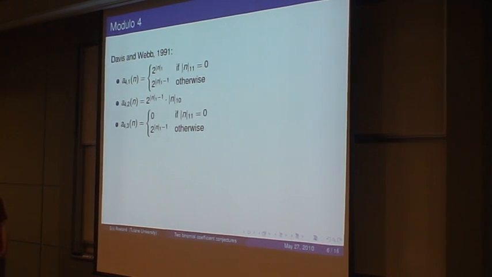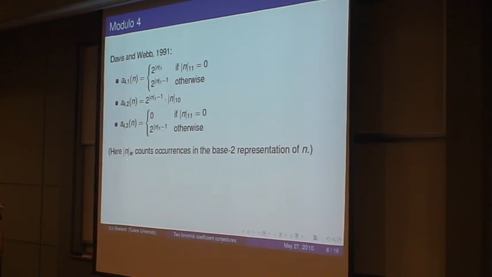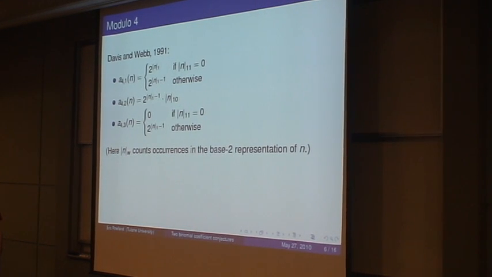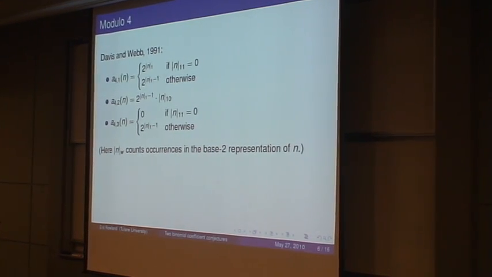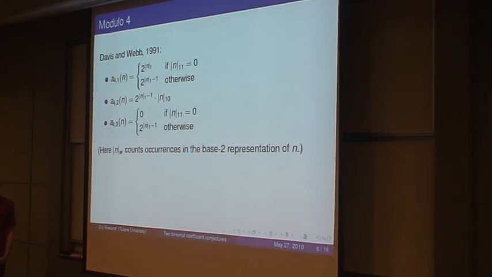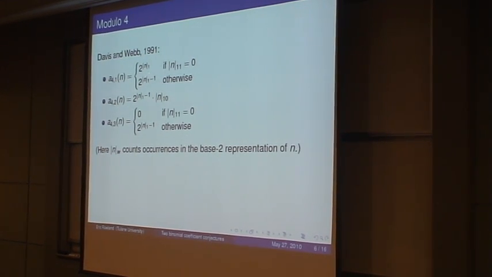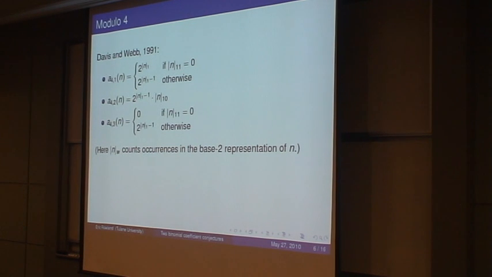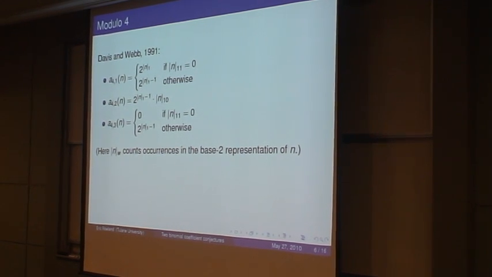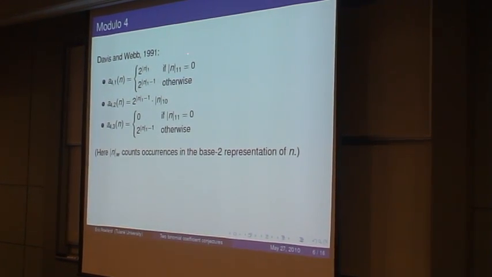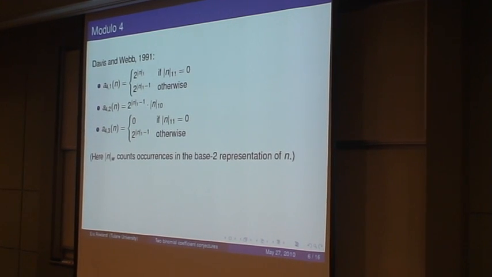Here I should say that n sub w still counts the occurrences of words in the binary representation of n. So we're not looking at the base 4 representation of n, we're still looking at the binary representation of n. As you can see, these depend on the number of 1s, and also on the number of 1 0s. So now we're getting dependence on subwords that aren't just of length 1. We also need to count the number of 1 1s and 1 0s.